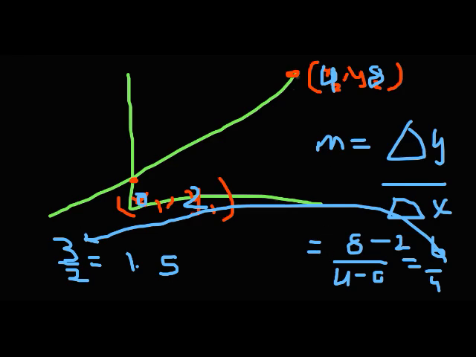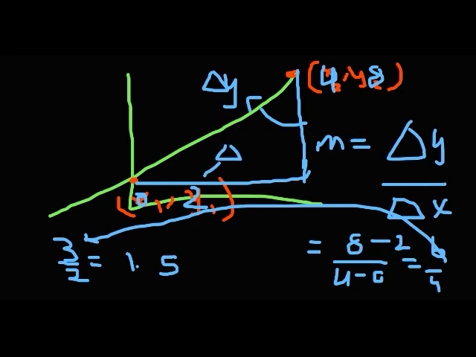This method is also similar to the one drawing a triangle, horizontal line from the lower point, vertical line from the upper point, joining them to make a triangle with the graph, and using this line as rise, like change in y, and using this horizontal line as change in x. So it's easy to find the gradient of the graph if the graph is a straight line graph.